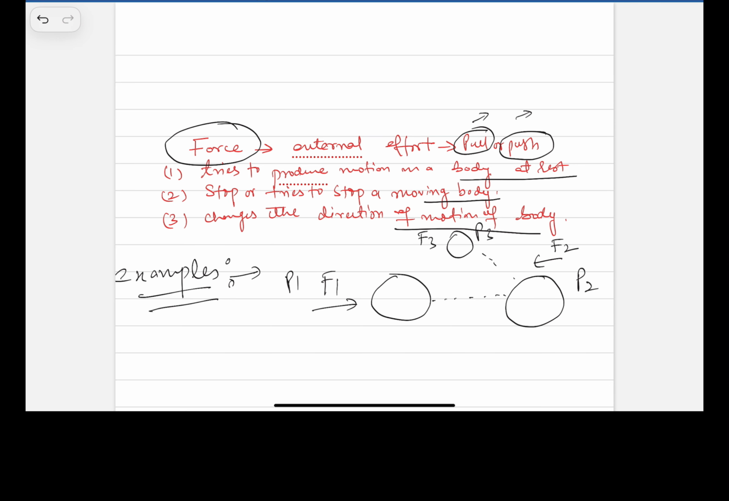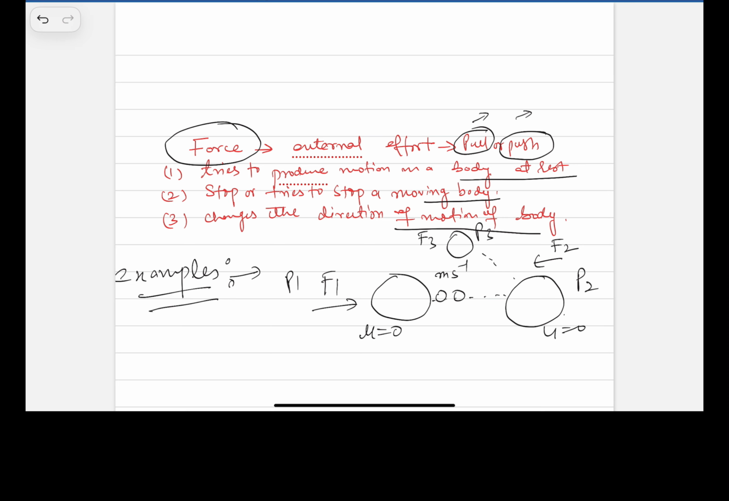Either you can make the football, which is initially at rest, move towards the player P2, and after it starts moving with some velocity, the player P2 stops it, and again the final velocity becomes 0, and again we apply some force to it. So there are a lot of examples of this.